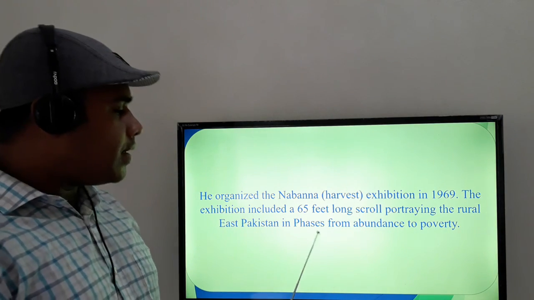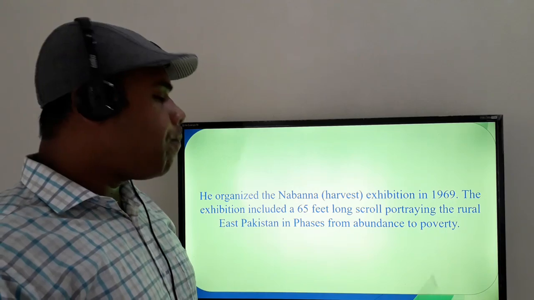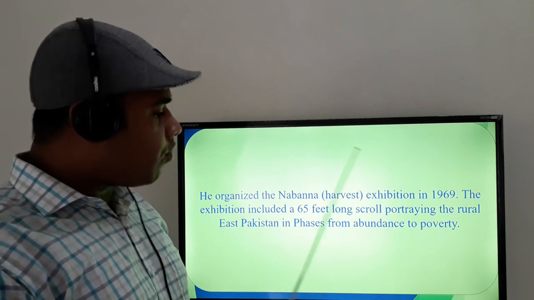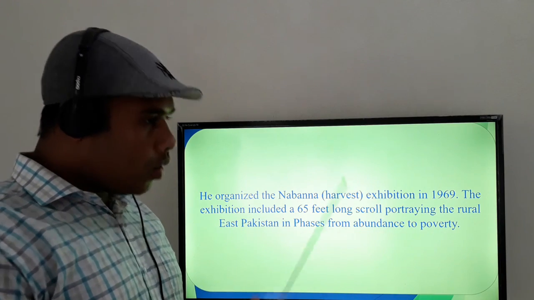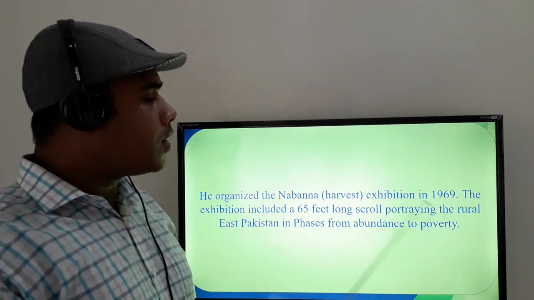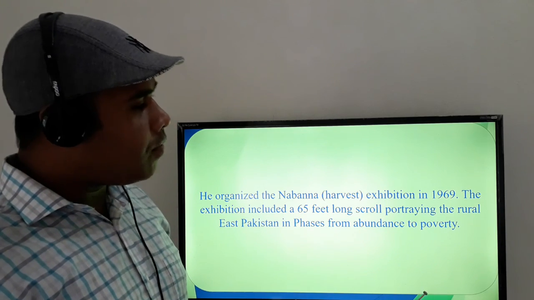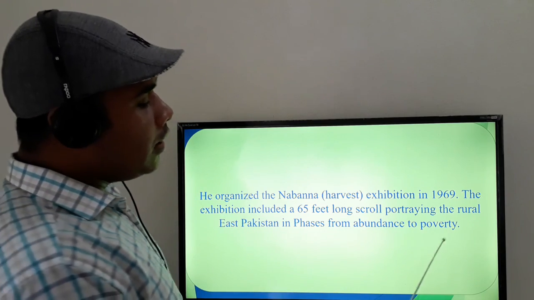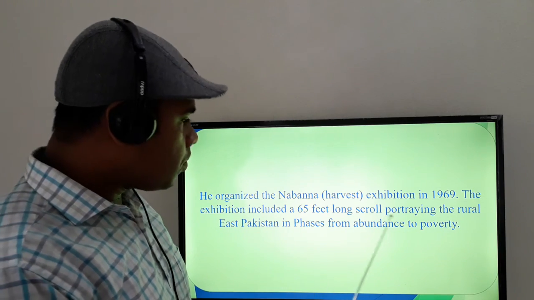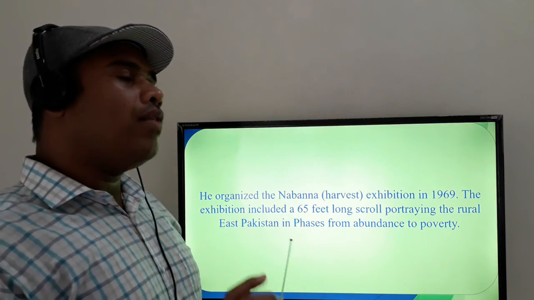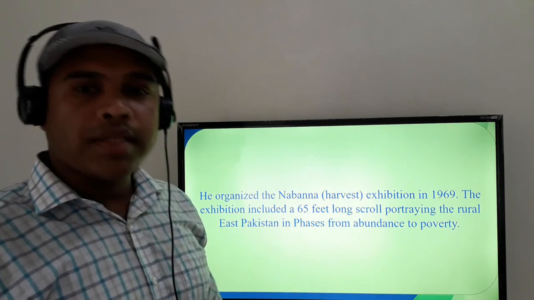In that scroll, which is about 65 feet long, he showed the stages from abundance to poverty. He tried to show that once upon a time East Pakistan, or Bangladesh, was very prosperous in everything. They had everything, but step by step, slowly, they lost it. Now they became poor, and he showed it through these Nobanno exhibitions, and that was a protest against the then East Pakistan government.